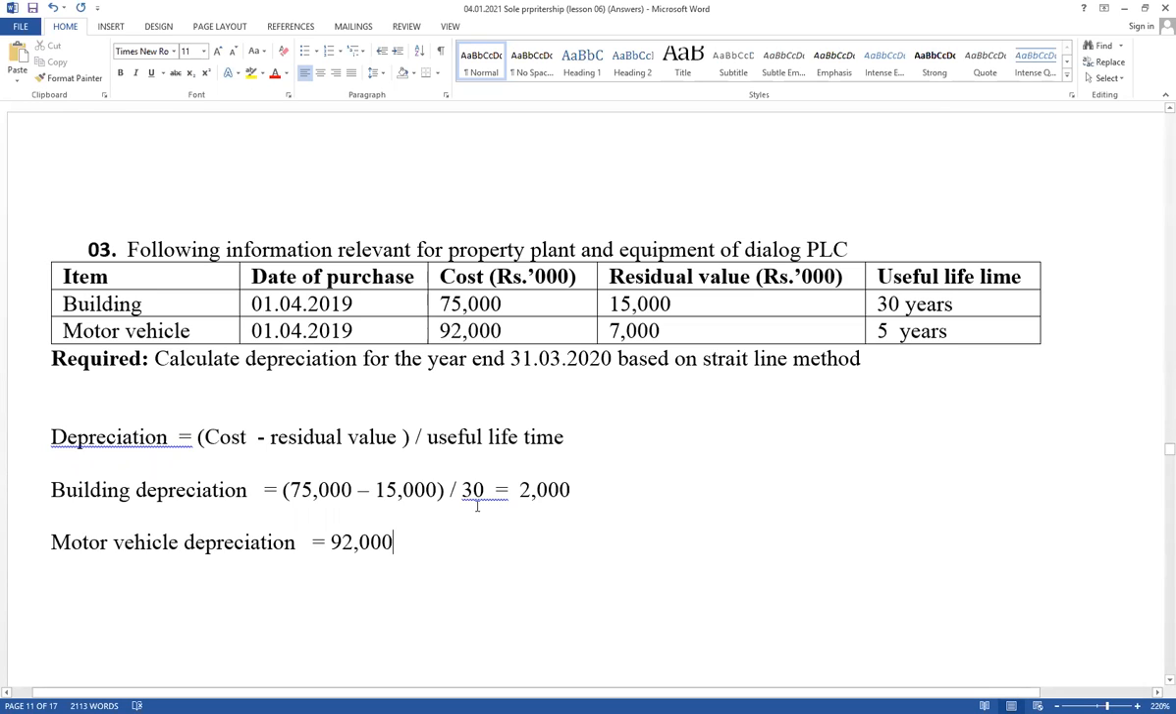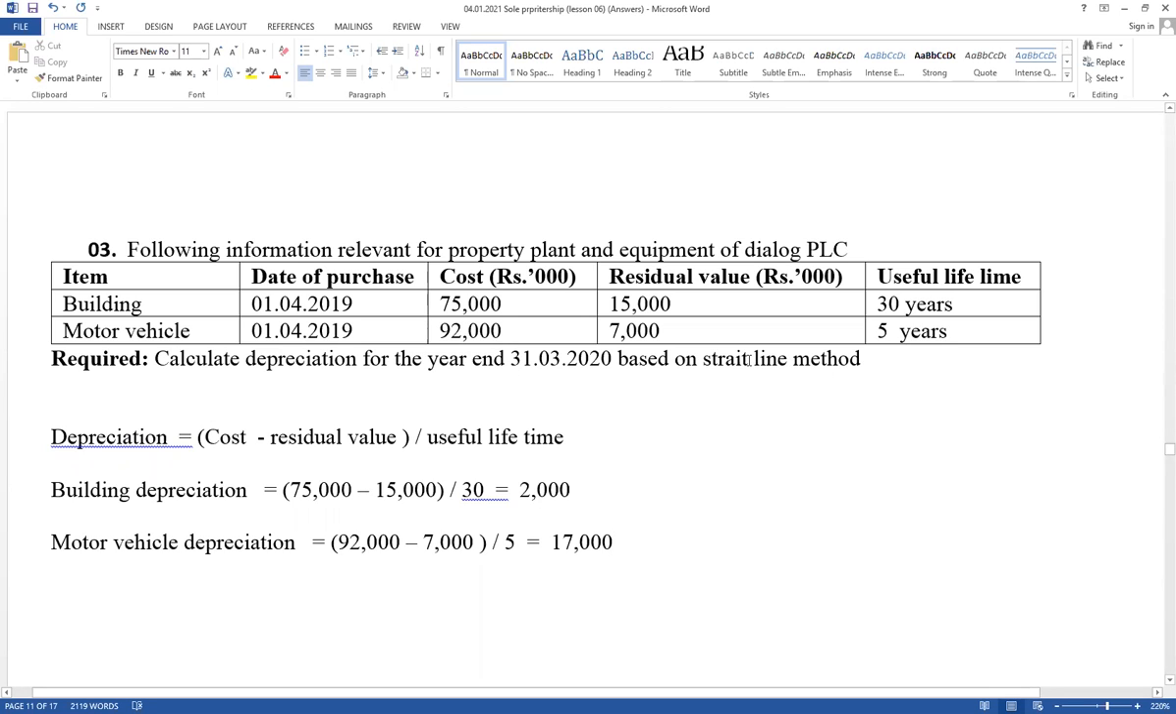Therefore, motor vehicle cost value 92,000, residual value is given 7,000, and useful lifetime is given 5 years. Take the answers. Therefore, 92,000 minus 7,000, divide by lifetime, sorry, 5. Therefore, cost minus residual value divide by 5. Therefore, here annual depreciation equals 17,000.